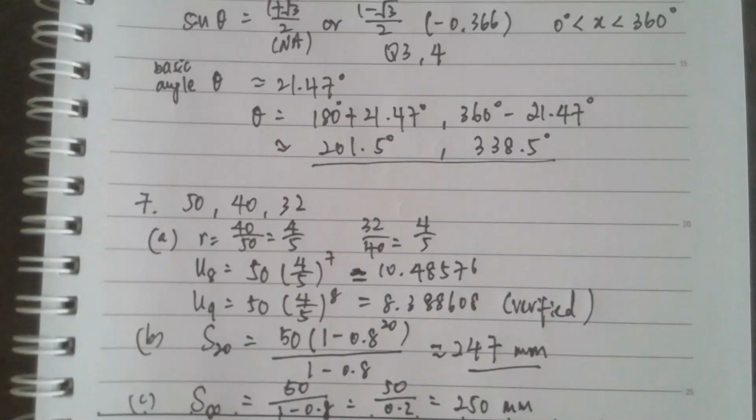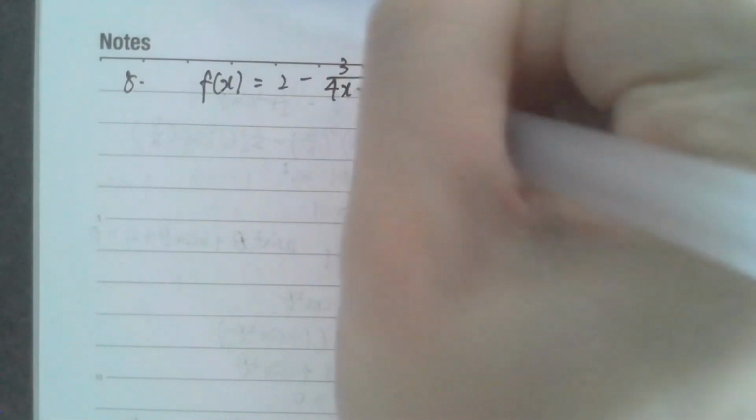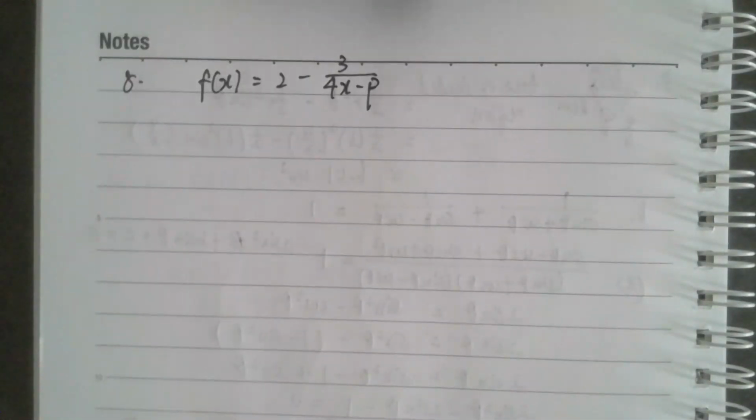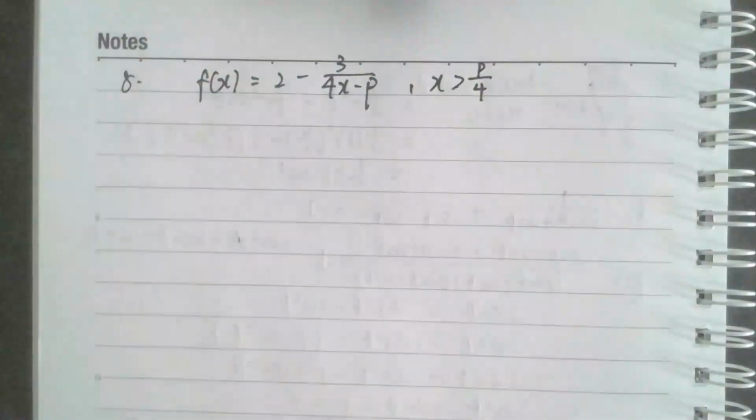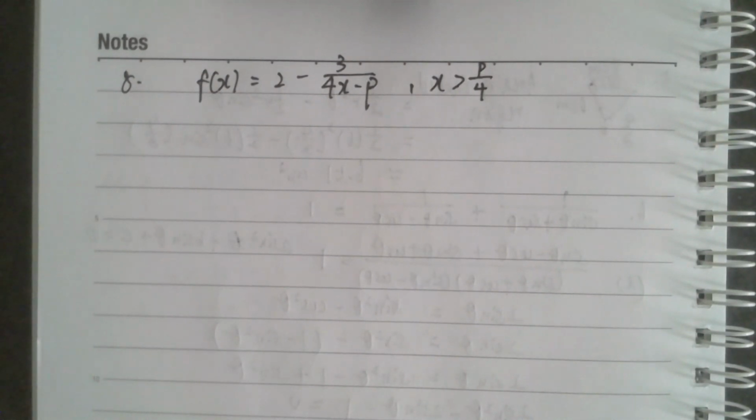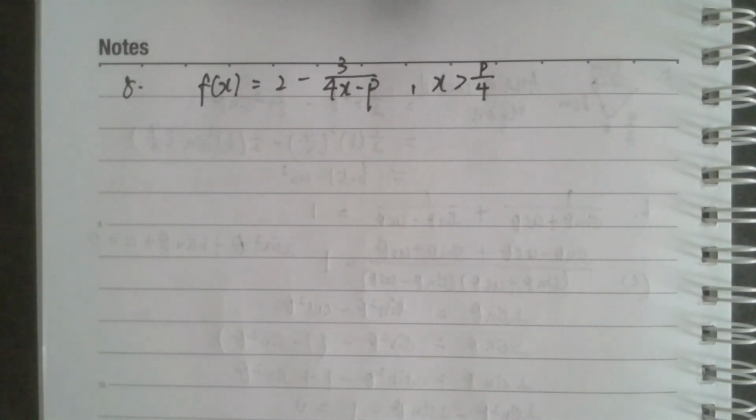Done. Question 7. Moving on to question 8. Alright, question 8. You're given a function. The function is defined by f(x) equals 2 minus 3 divided by (4x minus p). Okay, you have a rational function here where x is greater than p divided by 4, where p is a constant.